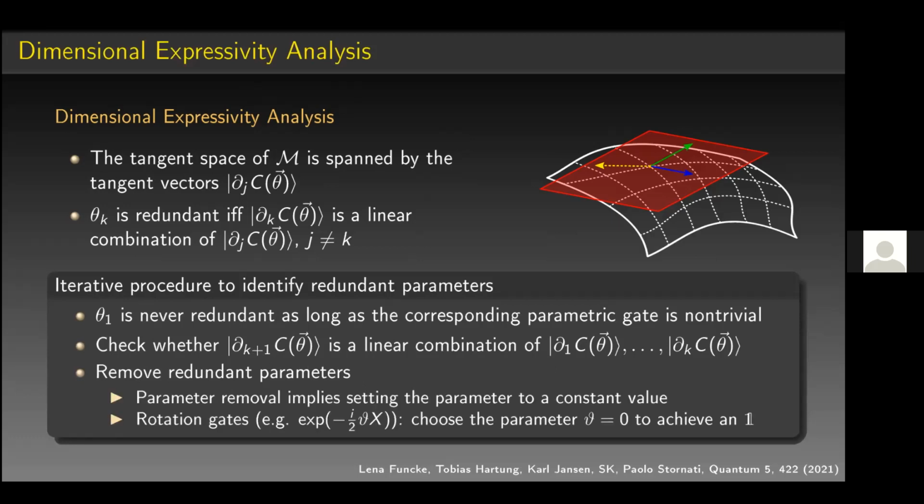Just a technical thing here: removing the parameter means actually setting it to a constant value. But since we're mainly concerned about rotation gates, which are of this form here, we can always choose the parameter to be 0, and then we have actually an identity. So we really remove it. But if you think of something mathematically more abstract, there might be a case where you just set the parameter to a constant value.